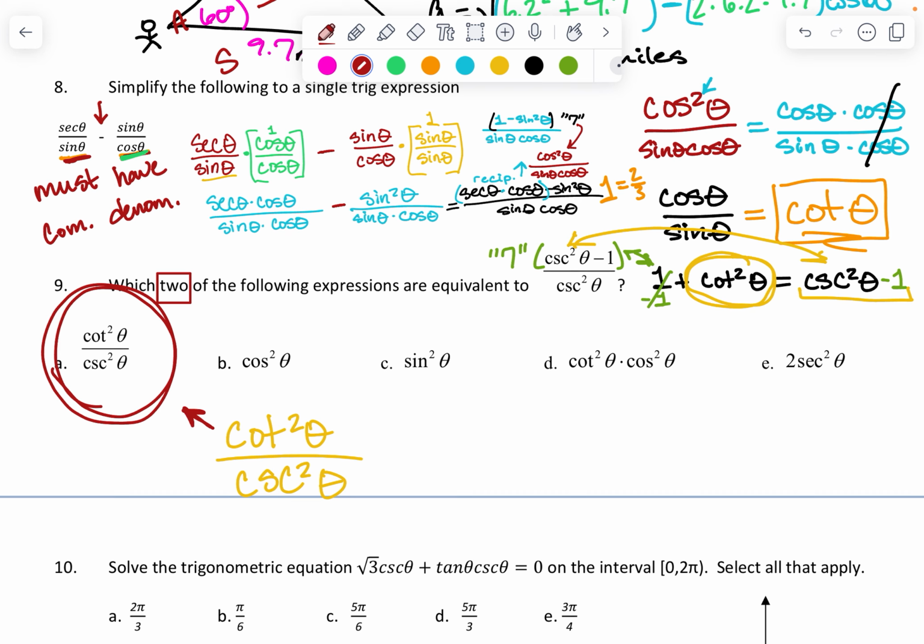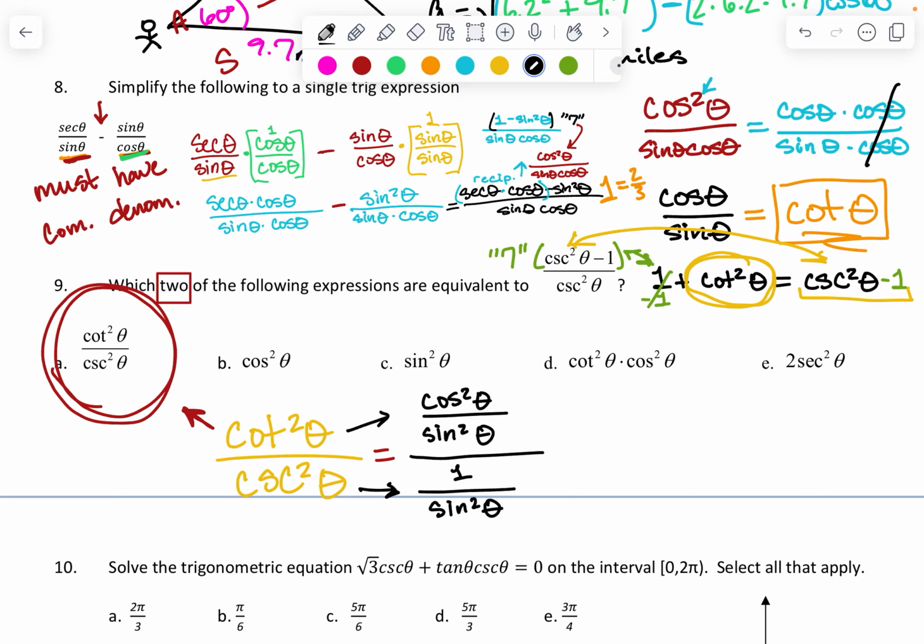Now, that doesn't match any of these others yet. So what I want to keep doing is I want to see if I can keep simplifying. The next thing we've talked about a lot in class is if you're not sure where to go next, rewrite in terms of sine and cosine. So let's start with cotangent. Cotangent squared equals cosine squared theta over sine squared theta, and that would be divided by cosecant squared, which is the reciprocal of sine, so I could write it as 1 over sine squared theta.